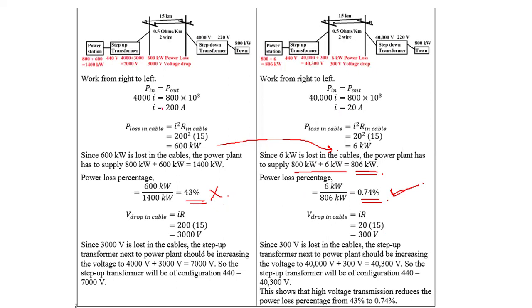Because instead of using 200 amps, we were using a current of 20 amps in these transmission lines. How was that possible? Because we were using 40,000 volts here. So 40,000 plus 300 volt drop. So 40,300 volts is the voltage which is coming through here. Okay. So because of that, we were able to reduce the power loss. That's the important point we are trying to make here.